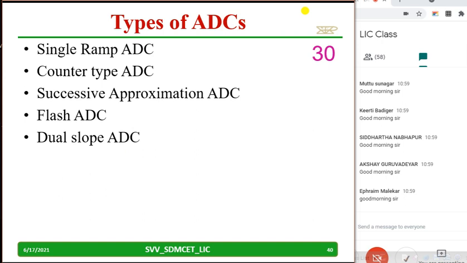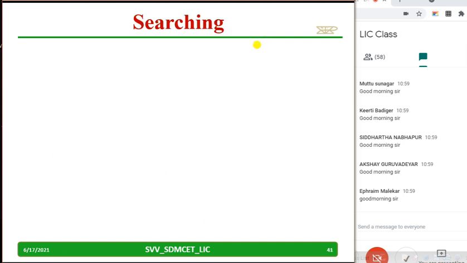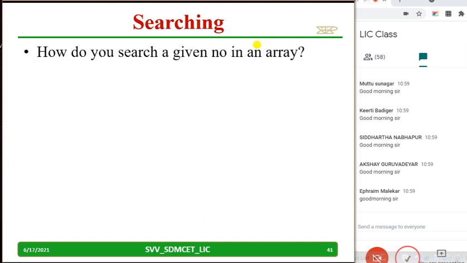Now today we are going to discuss the successive approximation A to D converter, then we will go to the flash, then the dual slope A to D converter. So try to understand. Hope all of you know searching. How do we search a given number in an array? You have written the program also.